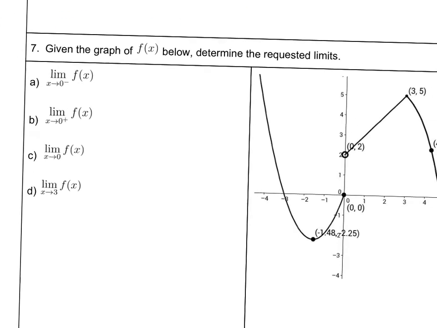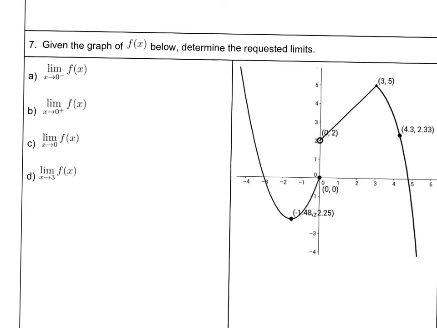Given this graph, determine the requested limits. Ooh, that sounds fun. Okay, the limit as x approaches 0 from the left. Coming in from the left, we have a value of 0. The limit as x approaches 0 from the right. We're coming from the right, we have a value of 2. As x approaches 0 overall, because it's different from both sides, that limit does not exist. And the limit as x approaches 3 from the left and from the right. Both of them get to the same value, and we get 5 as a height there.